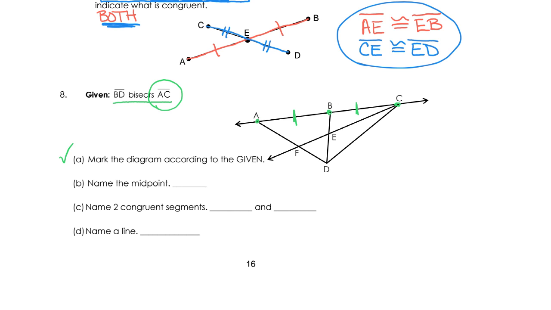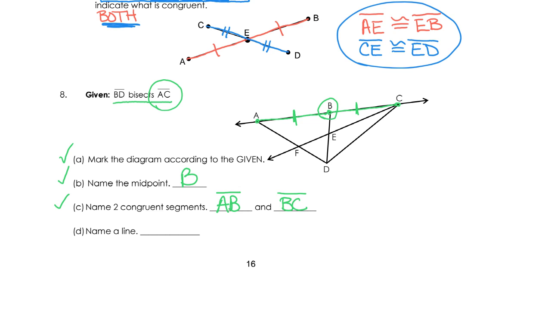Part B says name the midpoint. Well, midpoints are always found in between two equal or two tick mark segments. Therefore, B must be in the middle if this distance here is the same as this distance here. So B is our midpoint. Name two congruent segments. Well, the congruent segments have the tick marks on them. And we tick marked segment AB, and our second tick mark was on segment BC.